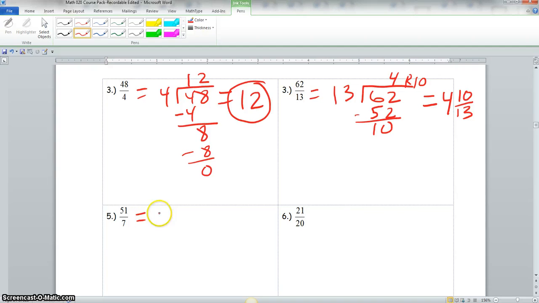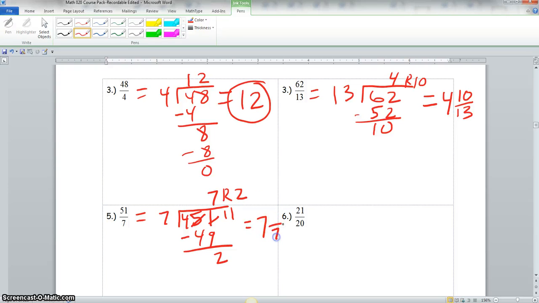Now we go to number 5. We have 7 into 51. 7 goes into 5 0 times. 7 goes into 51 7 times. 7 times 7 is 49. We know we cannot subtract 9 from 1, so we borrow 1 from this 5, makes it a 4, and this 1 becomes 11. 11 minus 9 is 2, and 4 minus 4 is 0. So you have a remainder of 2, and your final answer would be 7. Your denominator would be 7, and your numerator would be 2. So it would be 7 and 2 7ths.